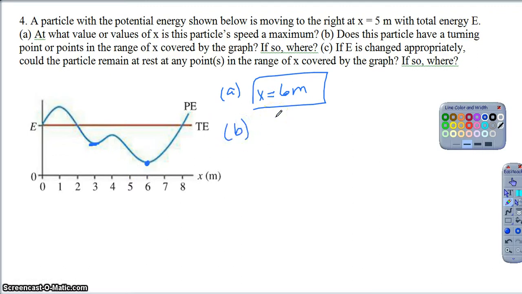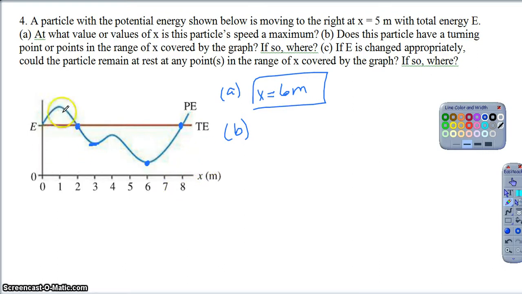Part B, does this particle have any turning points? And if so, where? Right. So the thing that we do have to be comfortable with is that turning points happen when the potential energy is all of the energy, right? So anytime that the potential energy curve intersects with the total energy. So at this location right here at x equals 8 meters, and at this location here at x equals 2 meters, that's when my object here, whatever it may be doing, would turn around, right?